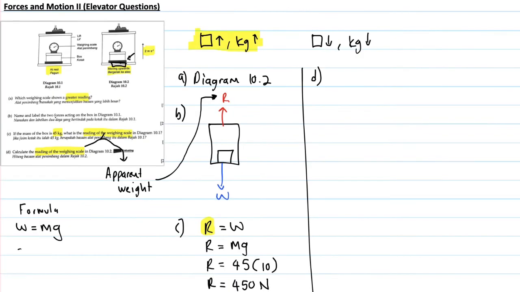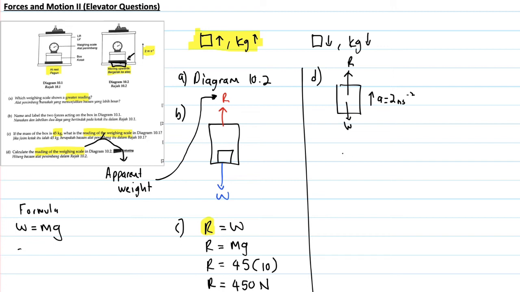Question D says, calculate the reading of the weighing scale in diagram 10.2. So diagram 10.2 shows that the elevator is moving upwards. If the elevator is moving upwards, draw right here, normal reaction with the weight down here, and the resultant force or the resultant motion has an acceleration of 2 meters per second squared. Again, they ask you what is the reading on the weighing scale, which also means what is the apparent weight, which actually means the normal reaction.